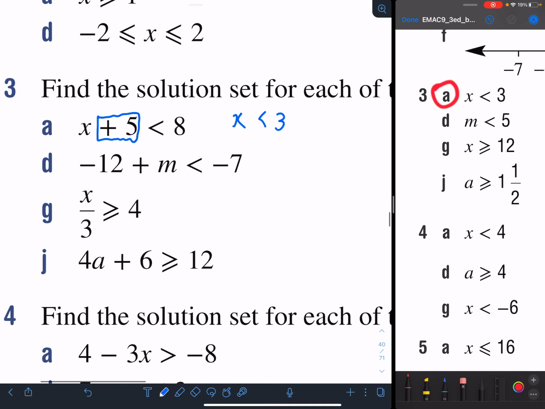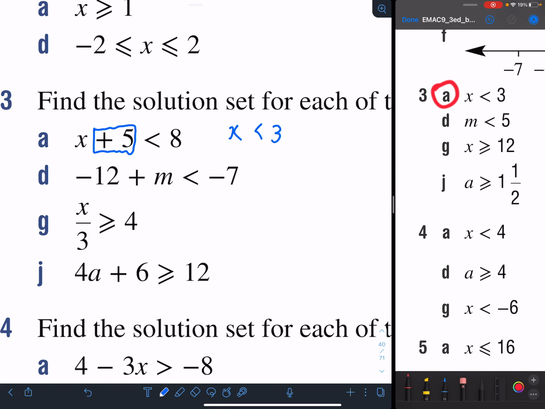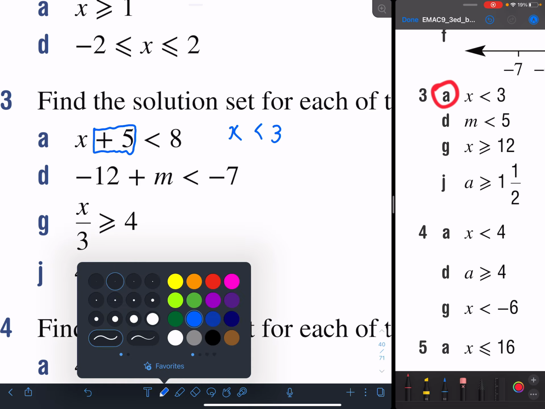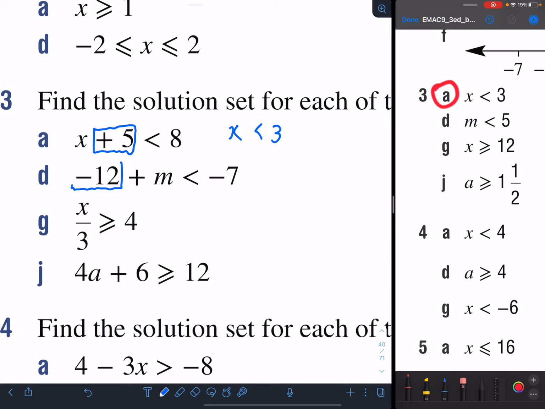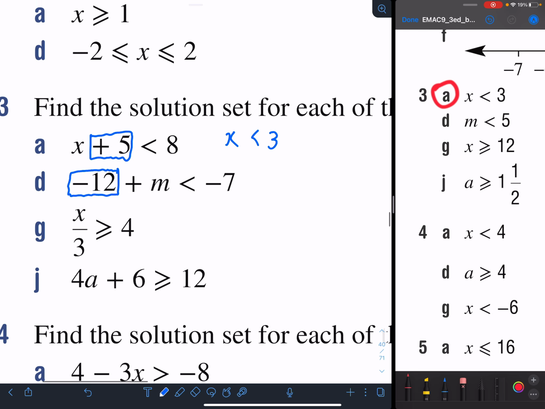Let's look at D. We've got negative 12 plus m is less than negative 7. Again, we want to remove the negative 12 from the left-hand side of the inequality, so we do an inverse operation, which means adding 12 to both sides. On the right-hand side we have minus 7 plus 12, which is 5. So m is less than 5.